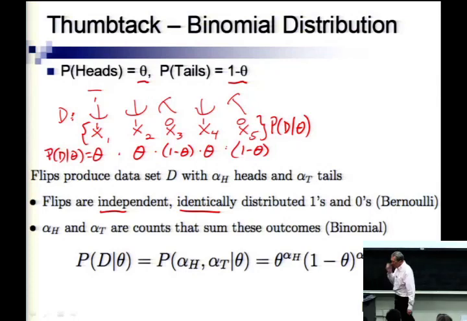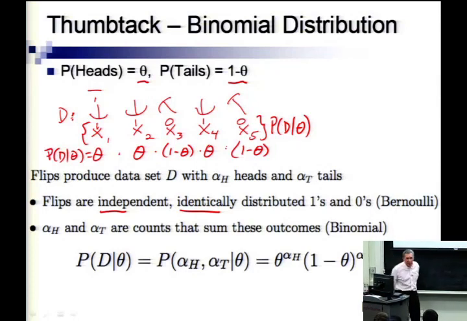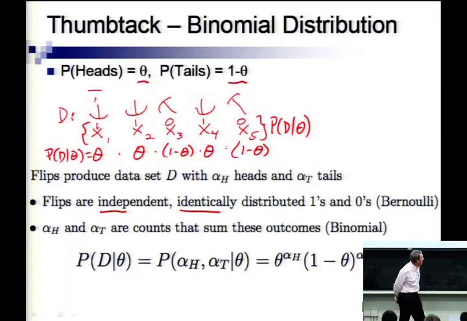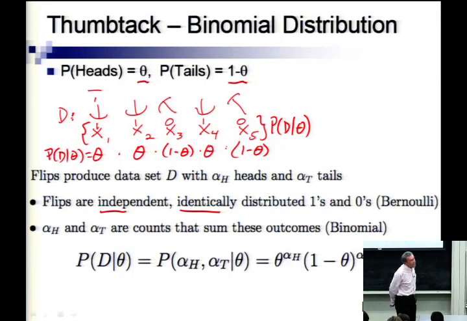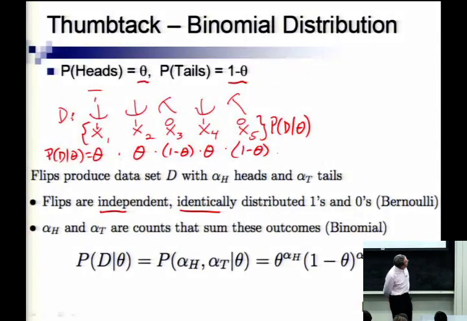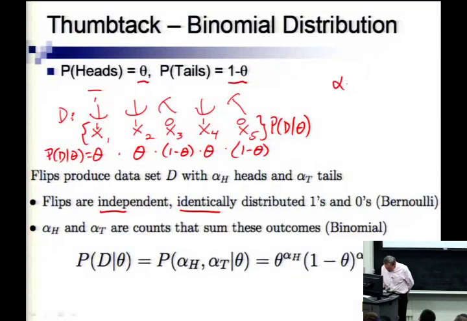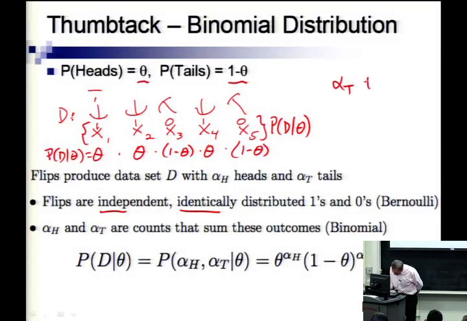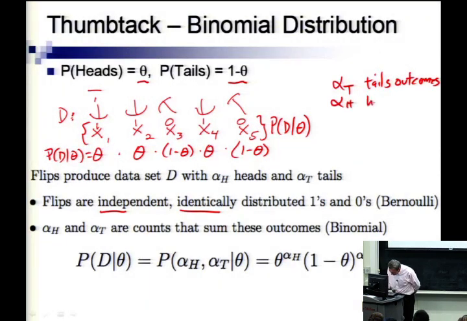Okay? All right, so there's the probability of this particular data set that has these 5 observations, 5 pieces of evidence. Let me rewrite that. Let me say that there are alpha t tails outcomes, and alpha h heads.